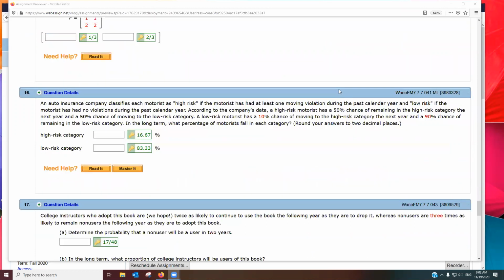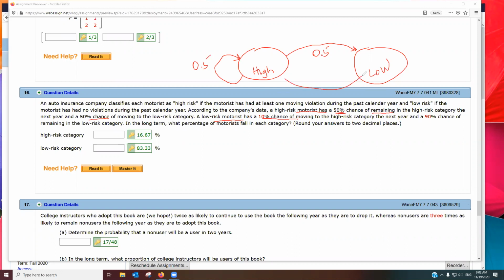Let's go down to number 16. All right, what I'm going to do first is set up the transition matrix. Let's read this. It says there's a high risk category and a low risk category. A high risk motorist has a 50% chance of staying high risk, so I'm going to draw that as 0.5. And a 50% chance of moving to low risk, so I'm going to draw that as 0.5. Low risk has a 10% chance of going to high risk, so I'm going to write that as 0.1. And a 90% chance of staying low risk, so I'm going to write that as 0.9.